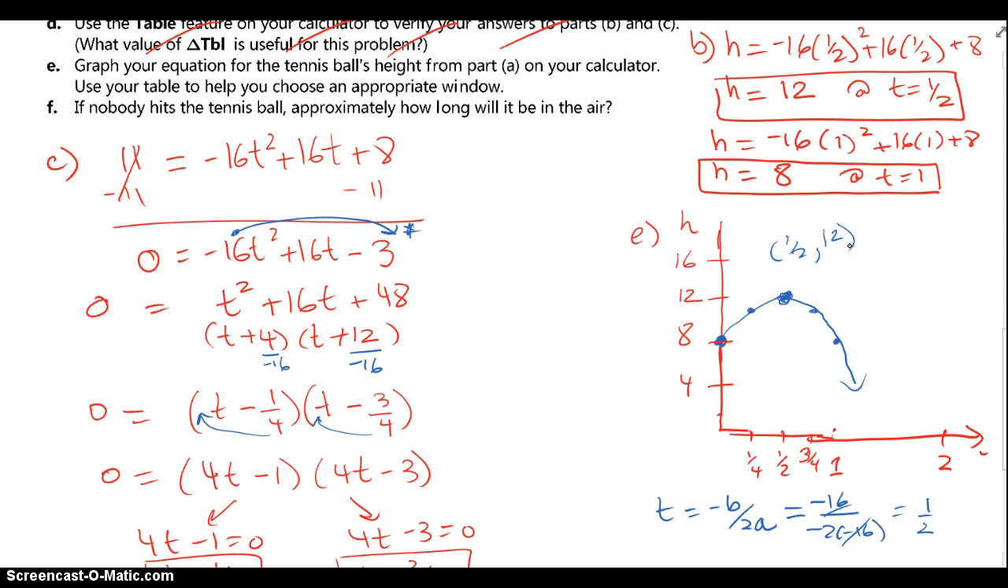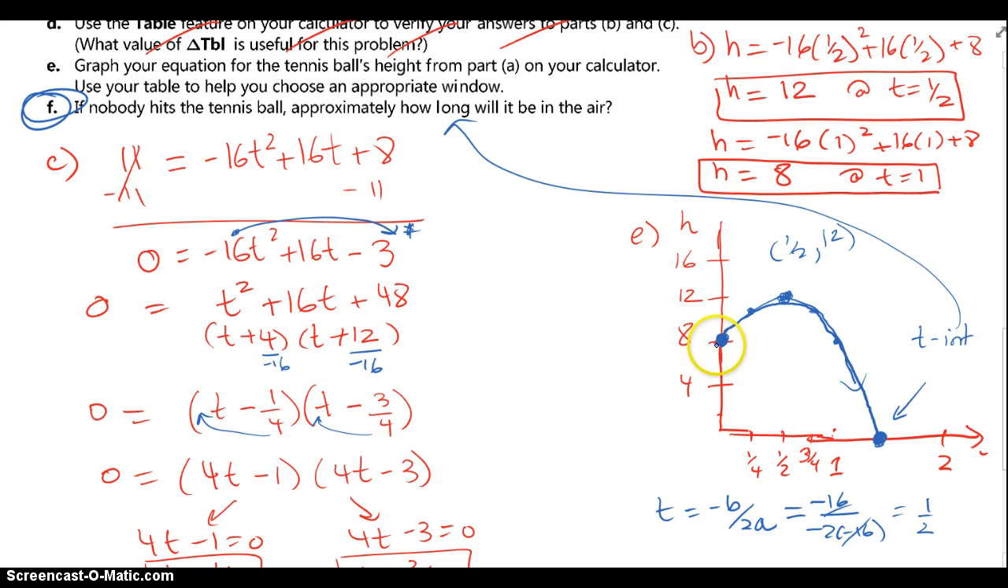Now part F, it says, if nobody hits the tennis ball, approximately how long will it be in the air? So here's what happened with my tennis ball, you guys. It's right here, it gets hit. It goes up and up and up and up, and then it comes down. So when it comes down and hits the ground, that's going to give me the time interval of how long the tennis ball was up in the air. So this t-intercept in this case gives me the answer to part F. It tells me how long the tennis ball was in the air.